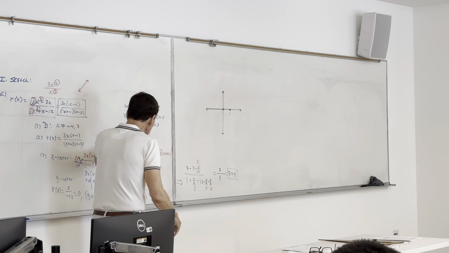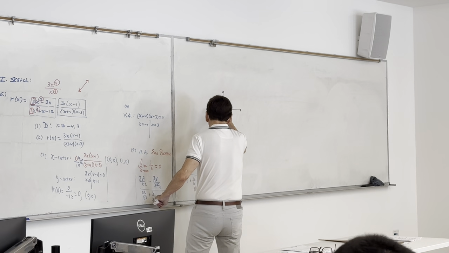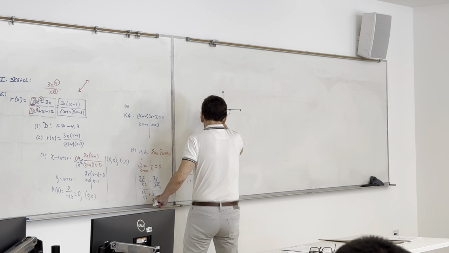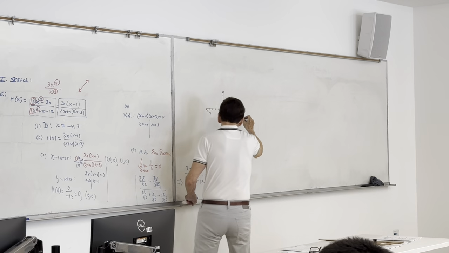Vertical asymptote, we have 2 of those. So let's go out to -4. Let's go ahead and mark it like this, guys. And the other is located at 3.